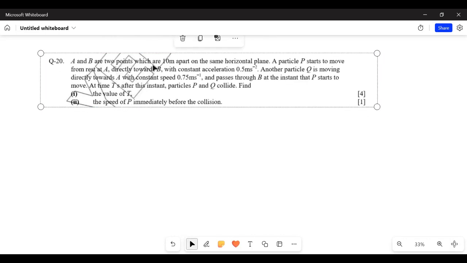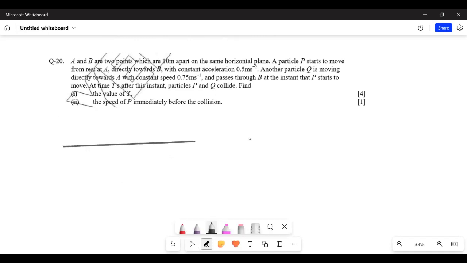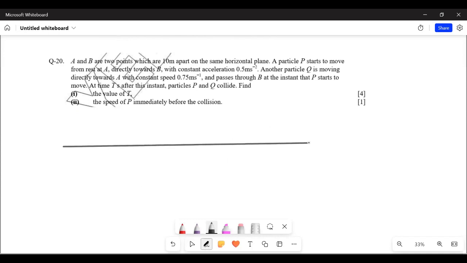A and B are 2 points which are 100 meters apart on the same horizontal plane. Kind of a similar question. So there's a point A, there's a point B, 10 meters apart. So initially they have a distance of 10 meters. Particle P starts to move from rest at A directly towards B. Okay, so this is particle P. It moves in this direction towards B with a constant acceleration of 0.5 meters per second squared. So acceleration is this.